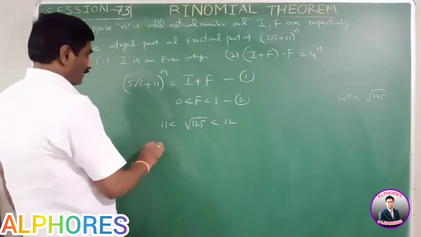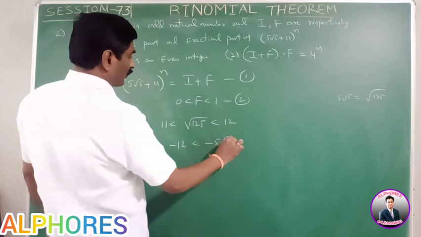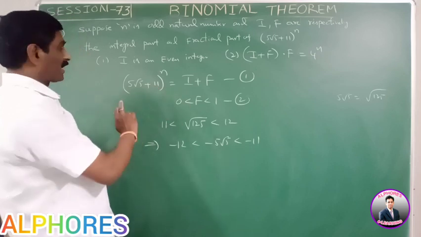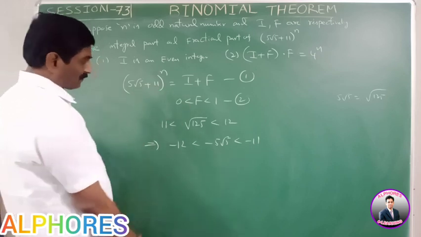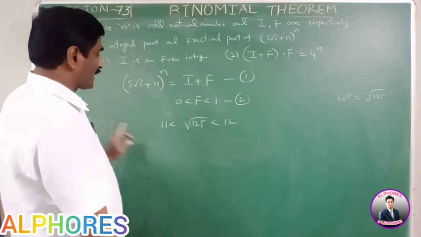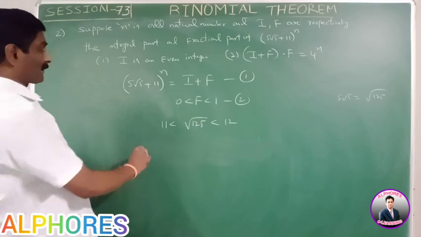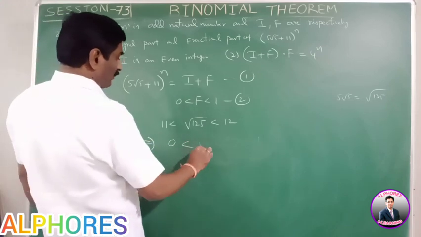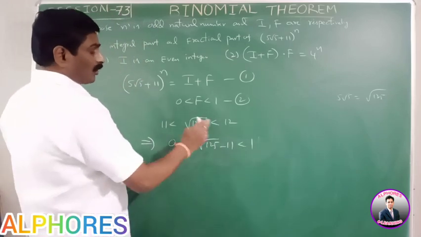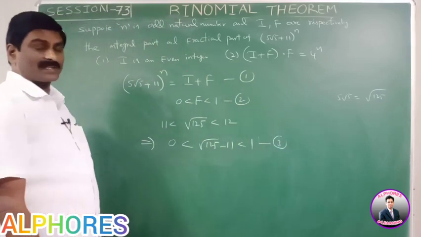By multiplying with minus 1, −12 is less than −√125, that is −5√5, which is less than −11. By adding 11 on both sides, we get 11 < √125 < 12. Here the required value is 5√5 − 11. By subtracting 11 on both sides, we get 0 < √125 − 11 < 1. Please observe this value. It is equation number 3.